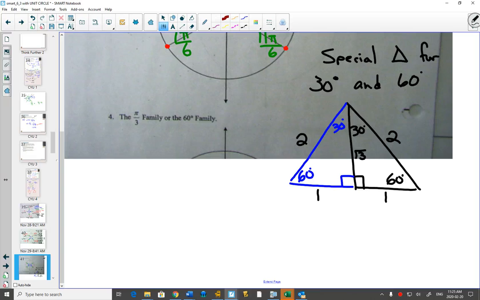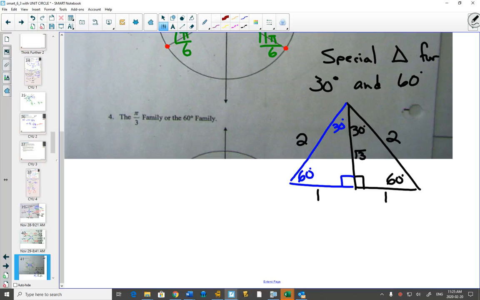You could check it. A squared plus b squared equals c squared. 1 squared is 1. Root 3 squared would be 3. 1 plus 3 is 4. Square root of 4 is 2. Yeah, I did c squared minus b squared to find the root 3. And then when I checked it, I did a squared plus b squared equals c squared.